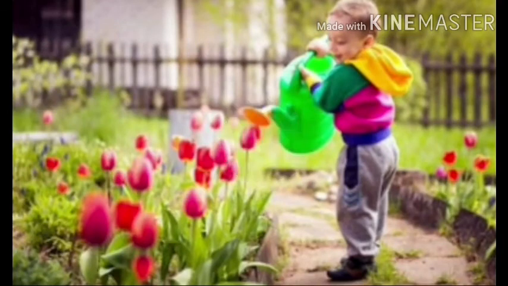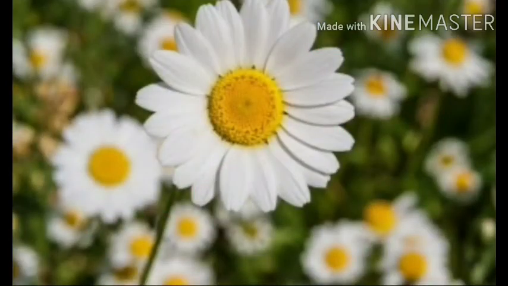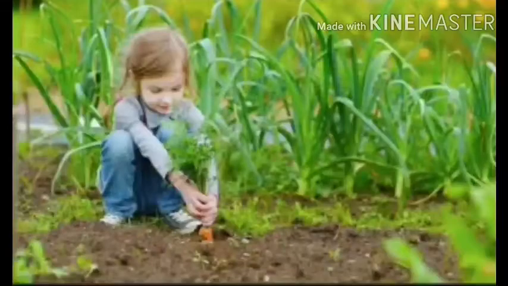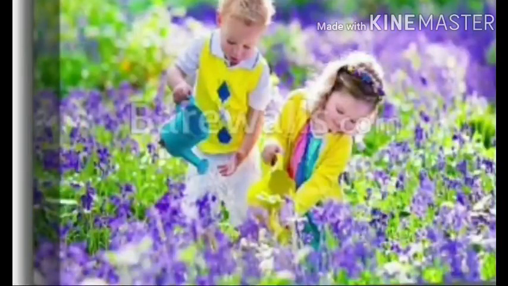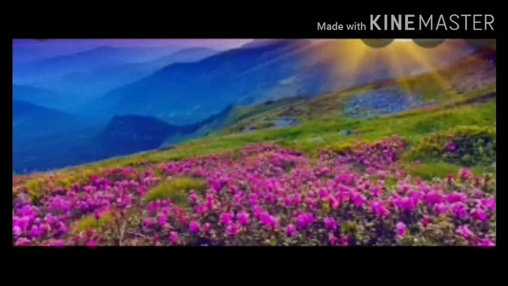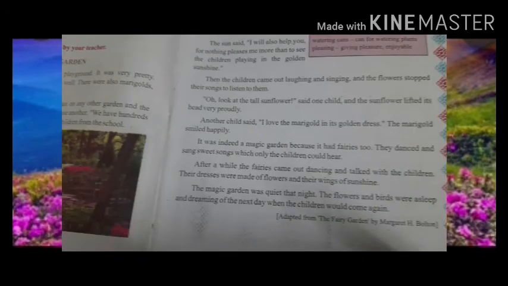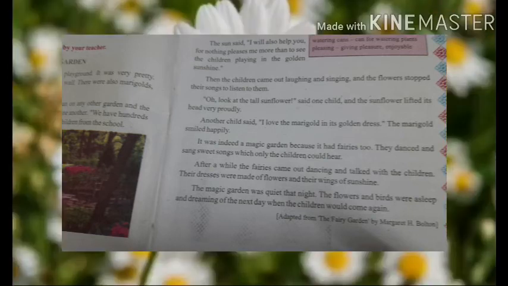Okay. It was indeed magical, because it had fairies too. Now there are fairies also. They danced and sang sweet songs which only the children could hear. Wow, wonderful. There were fairies also in the garden, and they would love to dance and sing for the children, and the children would be able to hear them. Wow. After a while, the fairies came out dancing and talking with the children. Their dresses were made of flowers and their wings of sunshine. Beautiful. Just close your eyes and imagine.